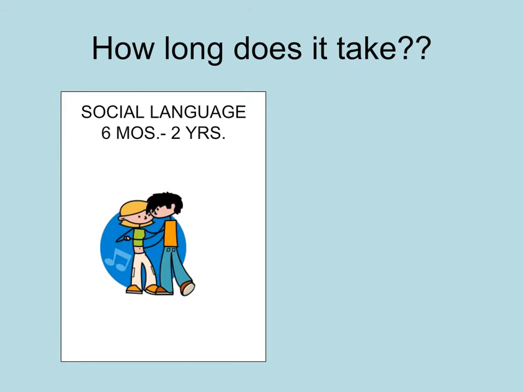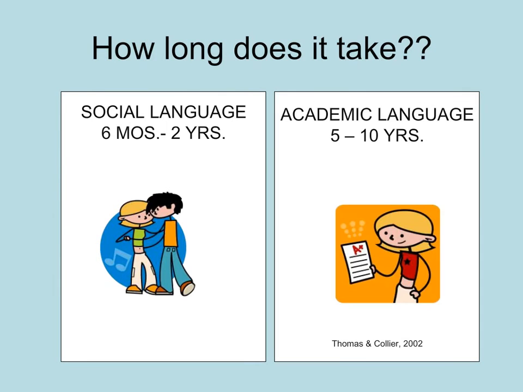So, how long does it take to become fluent in a second language? Research done by Thomas and Collier in 2002 pretty much reaffirmed that bilingual learners will pick up social language in 6 months to 2 years. However, we are looking at 5 to 10 years for students to become proficient in academic English, to be as fluent in English as native speakers. Only then can they begin to achieve academically at the same level as native speakers.